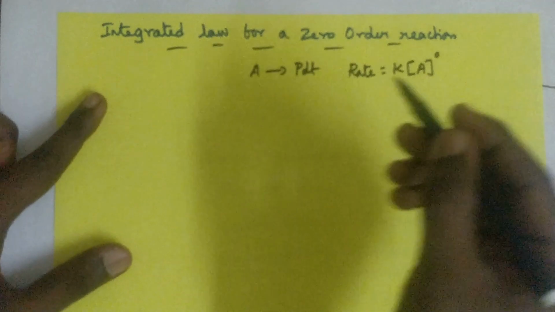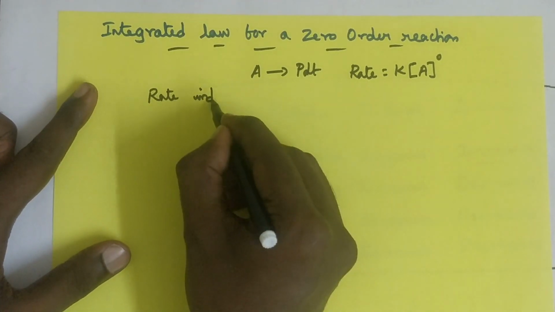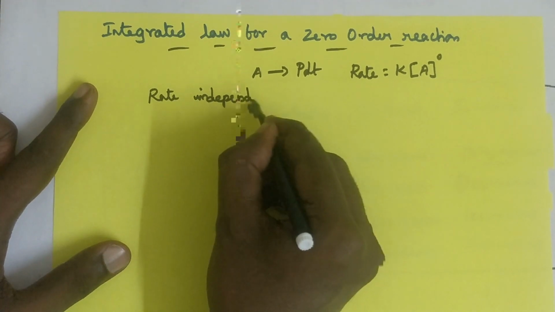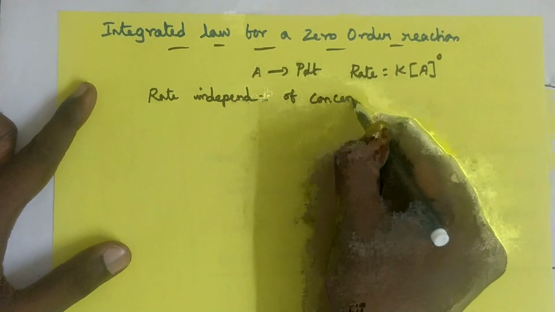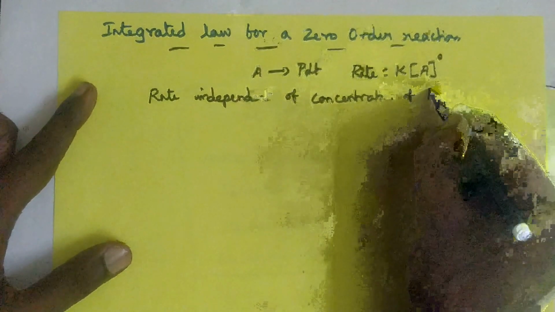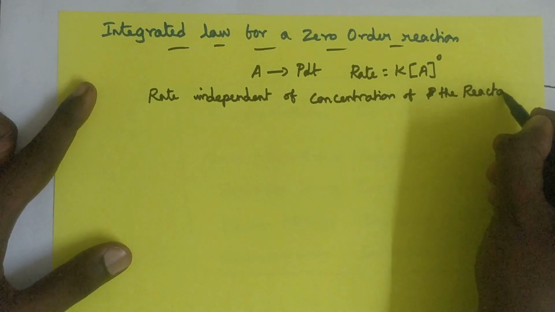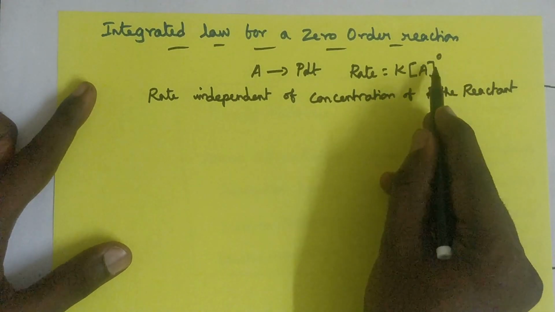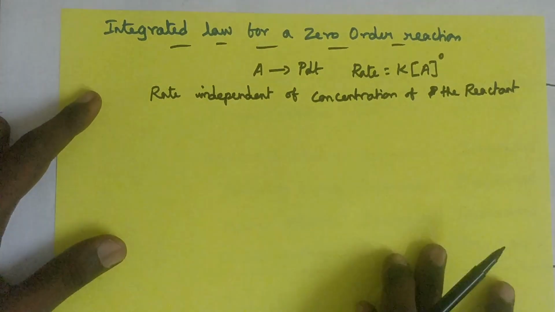That means the rate is independent of the concentration of the reactant. Rate is independent of the concentration of the reactant. It is called a zero order reaction. It is independent of the concentration of the reactant.